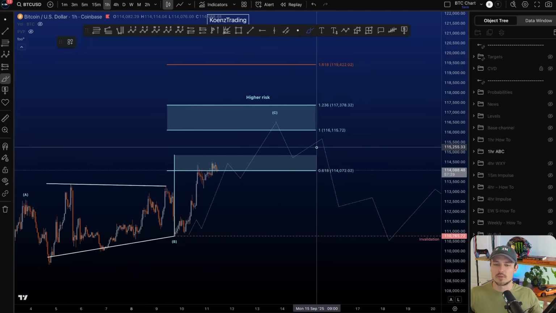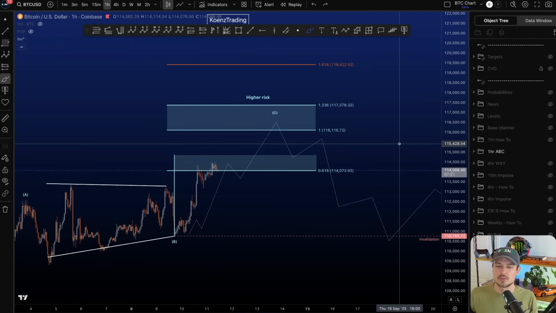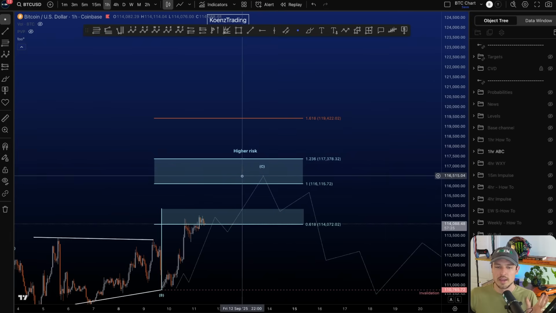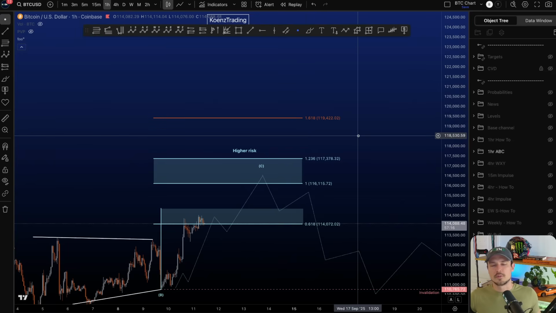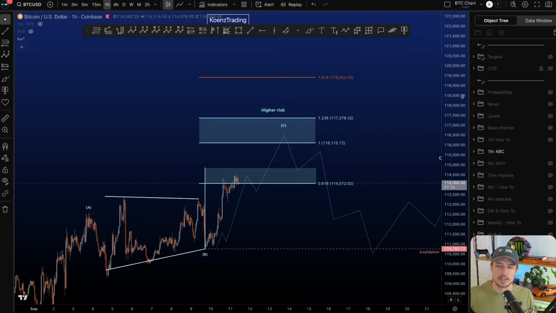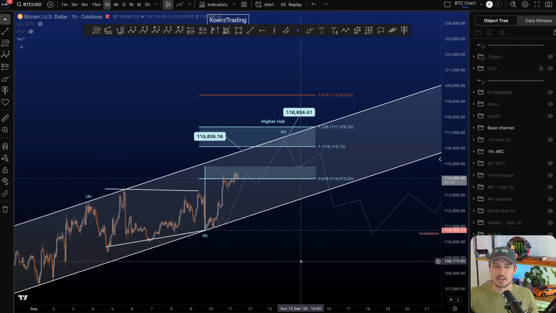Another target in general for zigzags is the 1 to the 1.236, so one to keep an eye on. If price continues up and moves to the 1.618, probabilities for a C decline. If you move beyond the 0.618 or the 1.618, you would look for a wave 3 and preferably an impulse to the upside. It's similar with a channel.